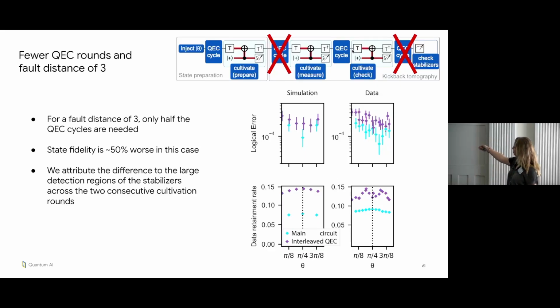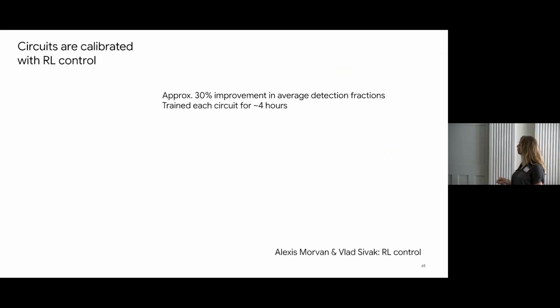So here I'm showing the data. The purple is this case without these 2 QEC cycles, and the cyan is what I showed before of our usual circuit. And it matches simulation. We see this gap in simulation as well using the same simple noise model. And we attribute this difference to the fact that these detection regions here are open. So we prepare the stabilizers. They're measured here, but then they remain open through many, many gate layers, close to 30, and a bunch of measure and resets. And so they're just accumulating errors, and the detection fractions are larger, and the decoding is harder. And so we see slightly worse performance, even though the fault distance is the same.